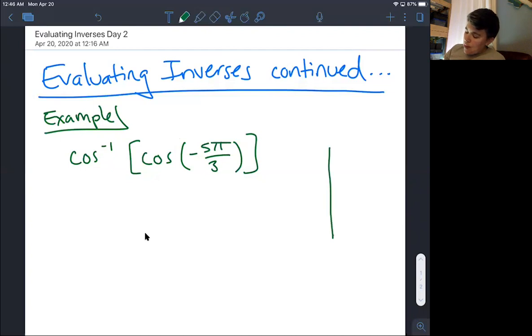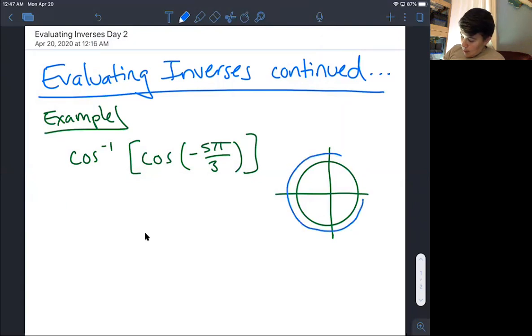So if I drew a little unit circle for the location of negative 5 pi over 3. Negative 5 pi over 3 means I'm swinging backwards around the unit circle. So instead of going this way, like I usually do around the unit circle, I'm going this way. So negative 5 pi over 3 means I'm going all the way back to there. That would be negative 5 pi over 3. Which makes sense because positive 5 pi over 3 would be down here. So it's just kind of the same thing, opposite direction, right?